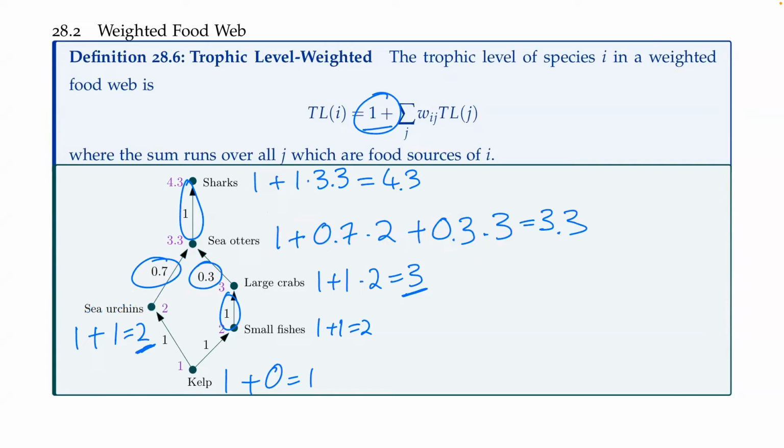We could think about what happens if small fishes are removed. Well, that means that large crabs are going to lose all of their diet, so they'll go extinct, and sea otters will lose 30% of their diet. Okay. I think some of this is best illustrated by going through some problems, but does anyone have any questions before we start problems?